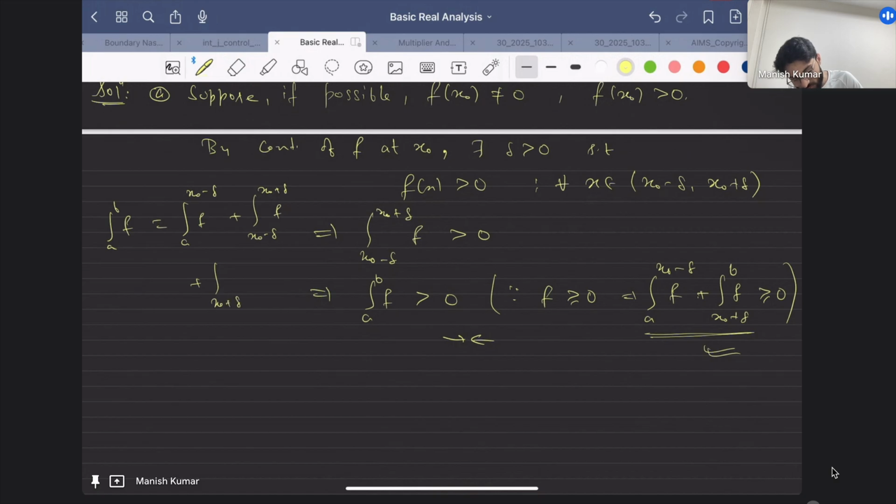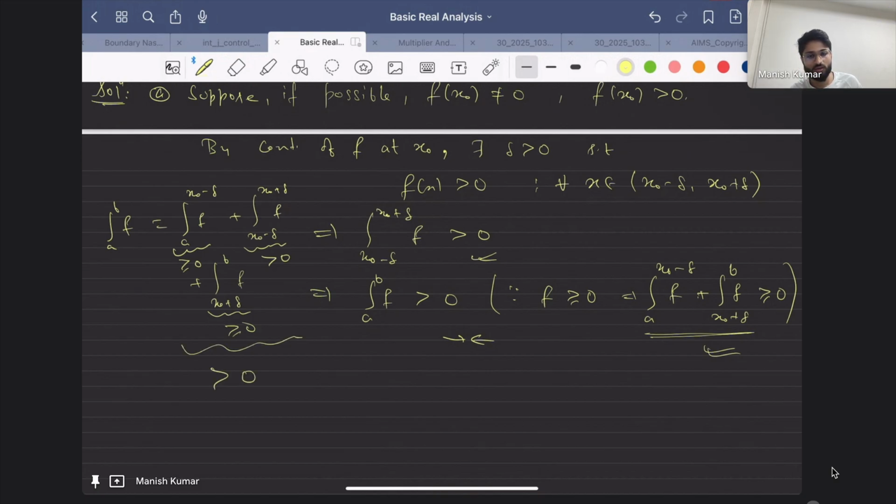I know that this and these are greater than or equal to 0. This is where I am using the fact that f greater than or equal to 0 implies this is greater than or equal to 0. But what I have got from here is that this is strictly greater than 0. So the whole term is strictly greater than 0. Yes, sir. That's all I am saying.